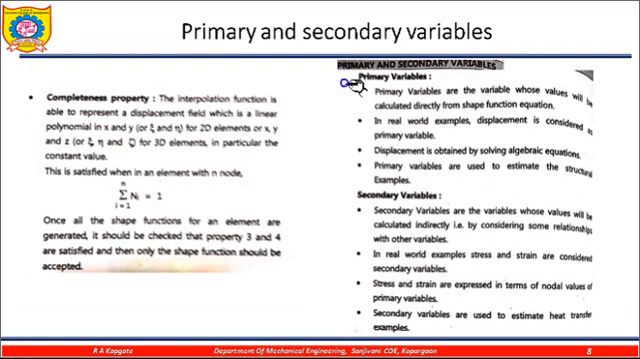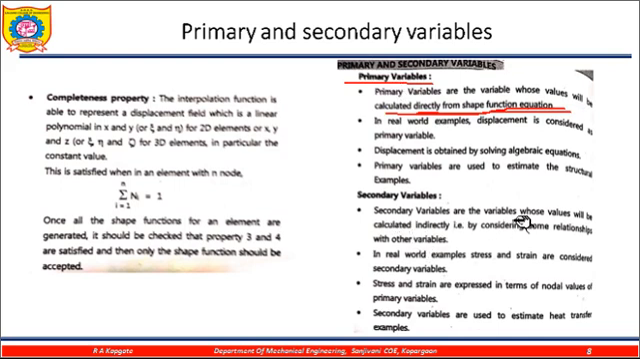Then, last but not least, the primary and secondary variables. What is the primary variable? We are interested in finding different solutions. Whatever solutions we want to find are the primary variables, whose values are calculated directly from the shape function equation. Or we could say the values we find by solving the finite element analysis directly are called the primary variables. This is also called the field variable. So those calculated directly from the shape function or the stiffness function are called primary variables.